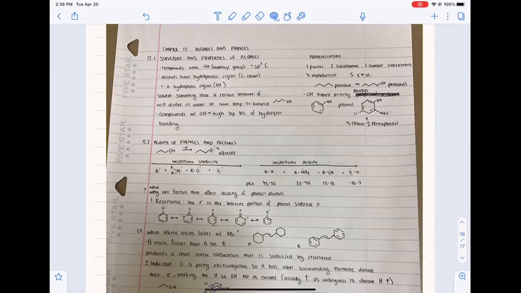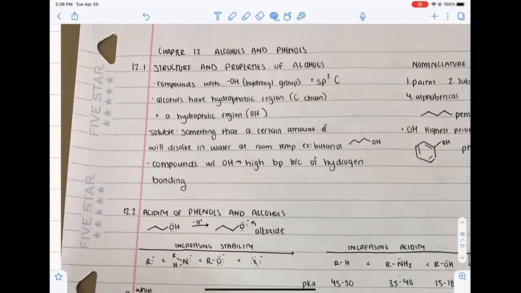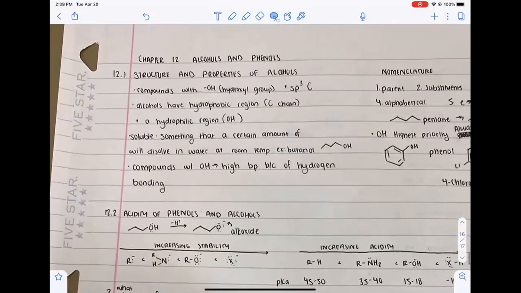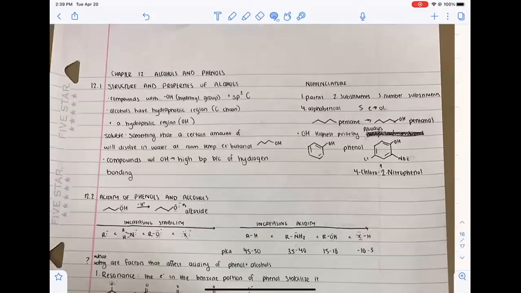So at first I was doing notes on paper because I feel like my carbon chains look nicer that way. And I switched to my iPad, so the first little bit of notes, just 1.5 pages, are on the iPad. So let's go ahead and go through this.